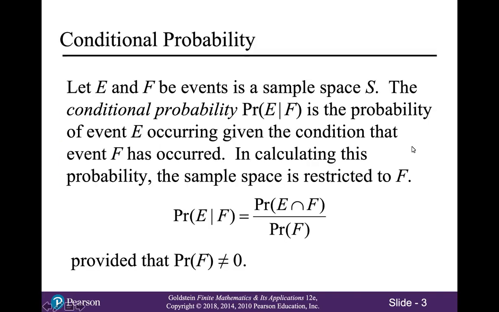Let E and F be events in, little typo there, in a sample space S. The conditional probability, which is read probability of E given F, is the probability of event E occurring given the condition that event F has occurred. In calculating this probability, the sample space is restricted to F. So the formula for the probability of E given F is the probability of E intersect F divided by the probability of F, provided that the probability of F does not equal 0.